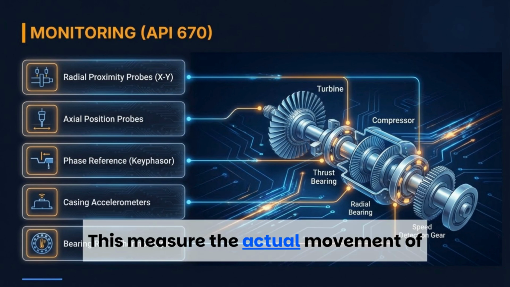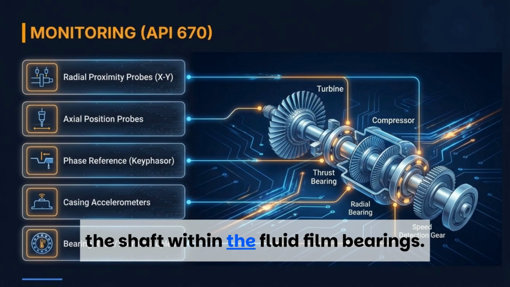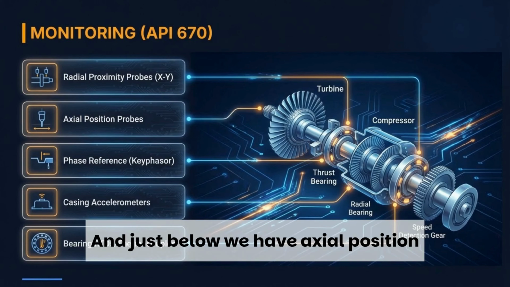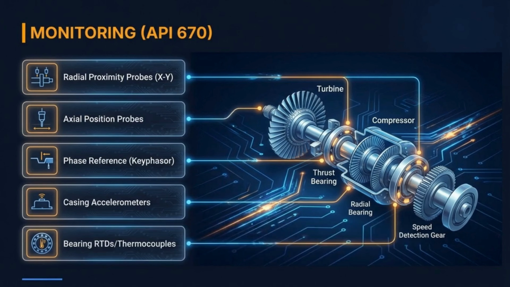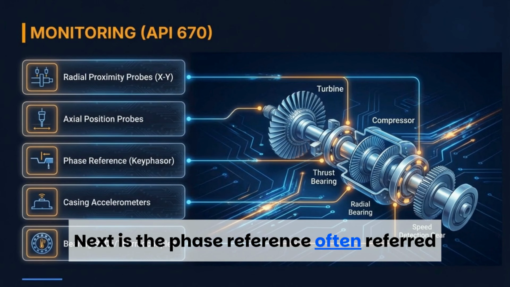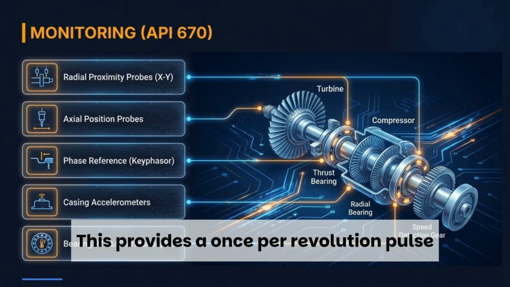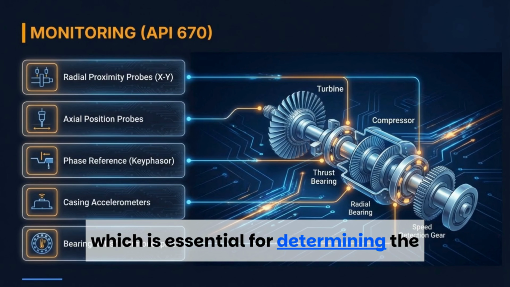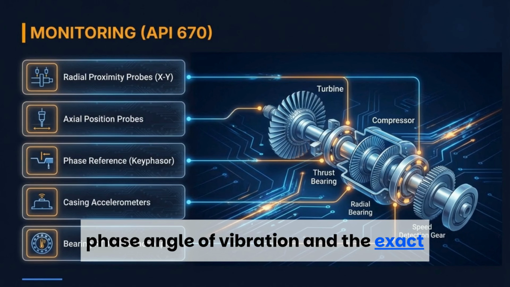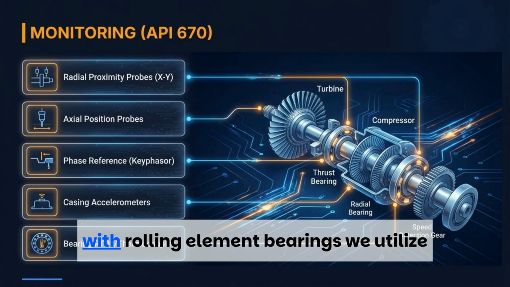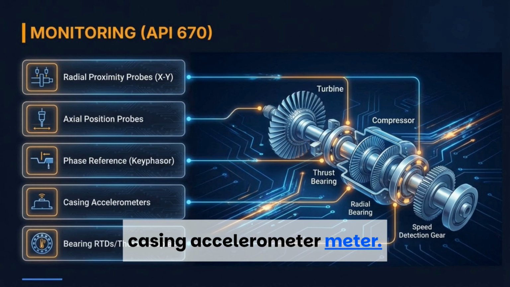This measures the actual movement of the shaft within the fluid film bearings, and just below we have the axial position probe. Next is the phase reference, often referred to by the trade name Keyphasor. This provides a once per revolution pulse, which is essential for determining the phase angle of vibration and the exact RPM. For high frequency faults or machines with rolling element bearings, we utilize casing accelerometers.